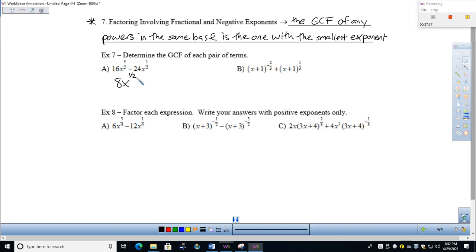That's it. So when I see two powers over here with the same base, in this case the base is x plus 1, doesn't matter what the base is, if I'm looking for the greatest common factor, it's just the one with the smaller exponent. So what's the smaller exponent? Obviously negative 2/3 is smaller than positive 1/3. Okay, keep that in mind, and then we can get this last one.